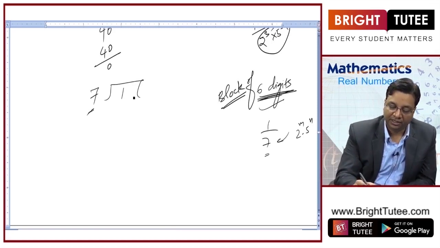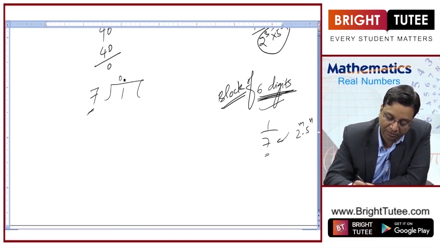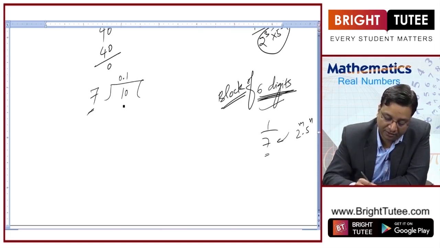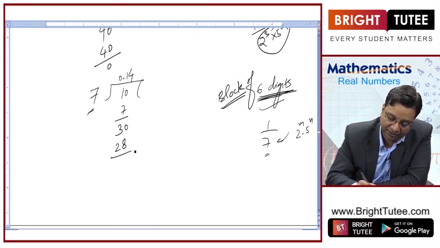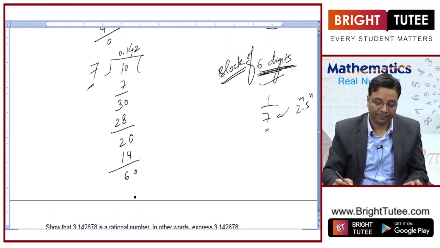Now 1 divided by 7, so 0 point, I can write a 0 here, 1, 7, 3 is the remainder, 4, 28, 2 is the remainder, so I will take a 0 here, 2, 14, 6 is the remainder, so again a 0 here.